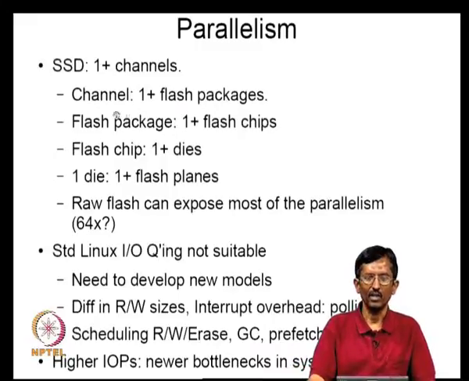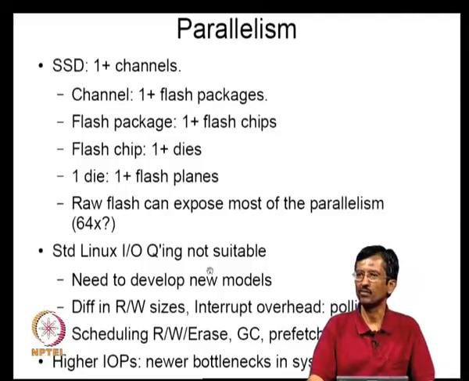Basically, there are multiple channels, each channel has multiple flash packages, each flash package has multiple flash chips, each flash chip has multiple dies, and one die has multiple planes. So many levels of parallelism are there. You can get as much as 64x or even higher levels of parallelism in this kind of system, and the issue is how do we expose it.